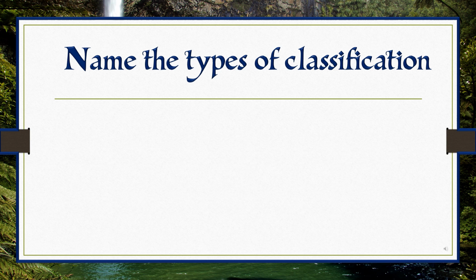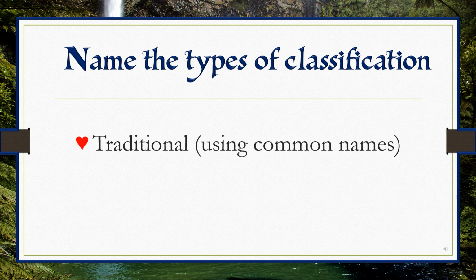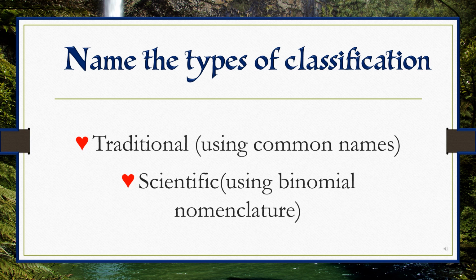Name the types of classification. We have the traditional, where we use common names, and we have the scientific, where we use binomial nomenclature. Those are the two types of classification.